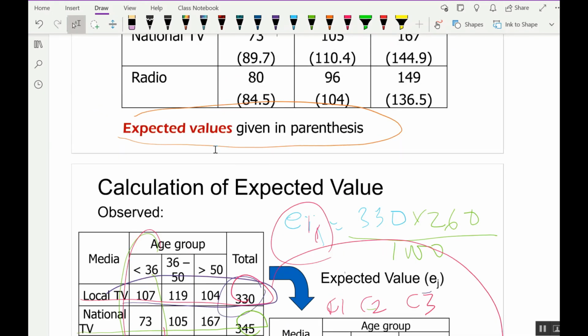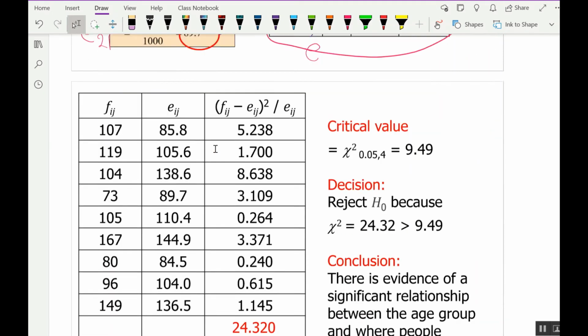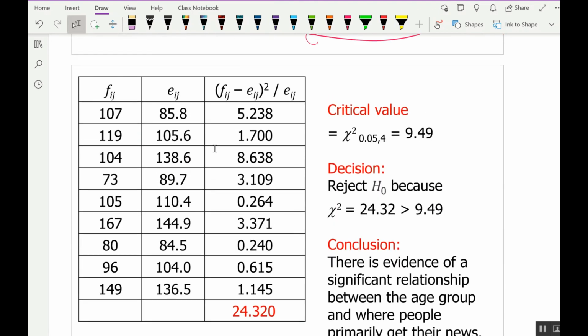So done with that of calculating expected values. Alright, we move to the next slide. Now you can see here that they put into this table the frequency for each of the row and also column, and this is the expected value of the row and column. Okay, so they put it separately.